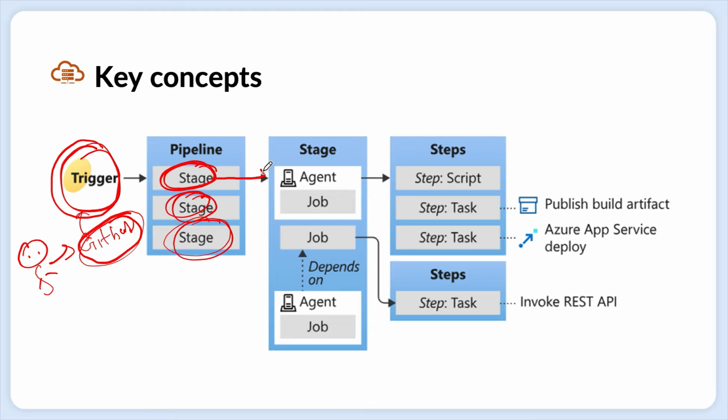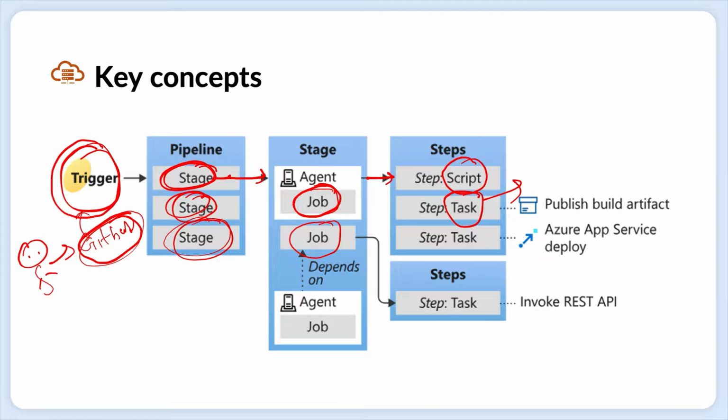So this stage has a job, again it has another job, correct? So this stage has a job, and in this job, what is happening? In this job we have a task, and this task could be a script as well. So what is the task? A task is something Azure inbuilt.